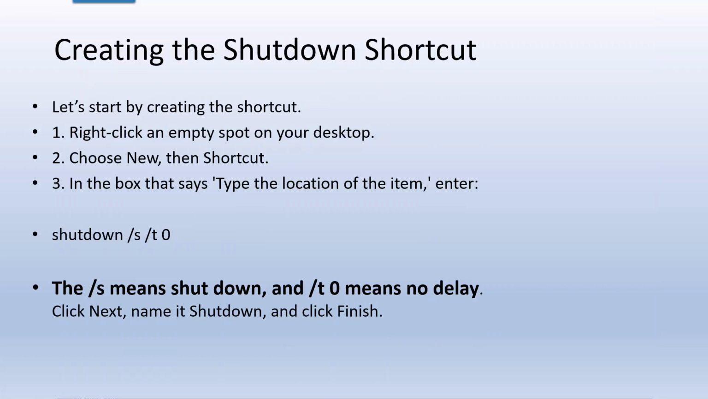Creating the shutdown shortcut. Let's start by creating the shortcut. Right click, you saw me do that on an empty spot on your desktop. You choose the new and then shortcut, and then you type the location of the item. Then you enter shutdown /S for shutdown, T for 0, and the 0 means no delay. Click next, name it shutdown, and finish. We saw that in the video.